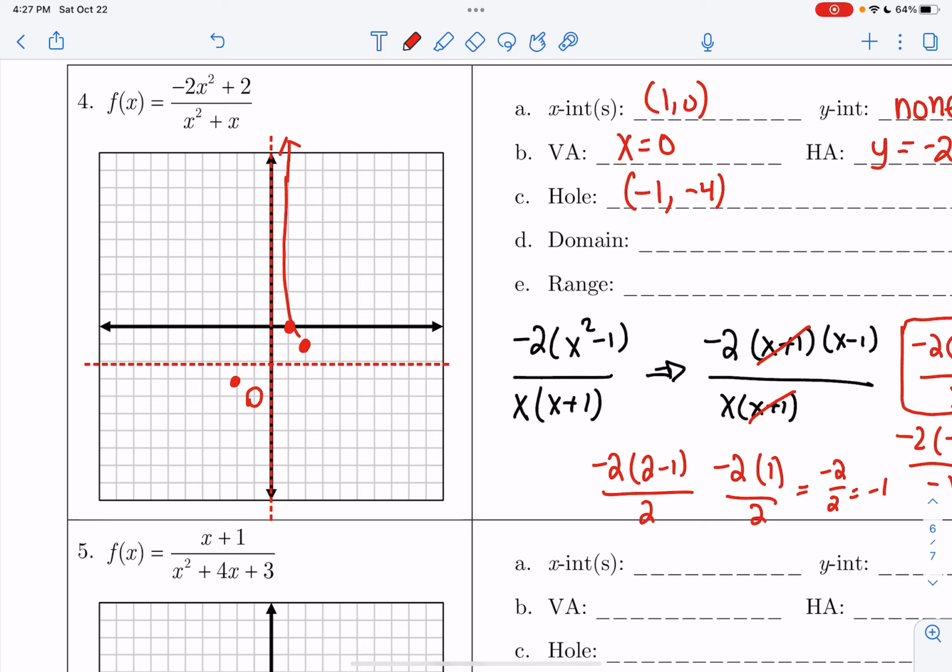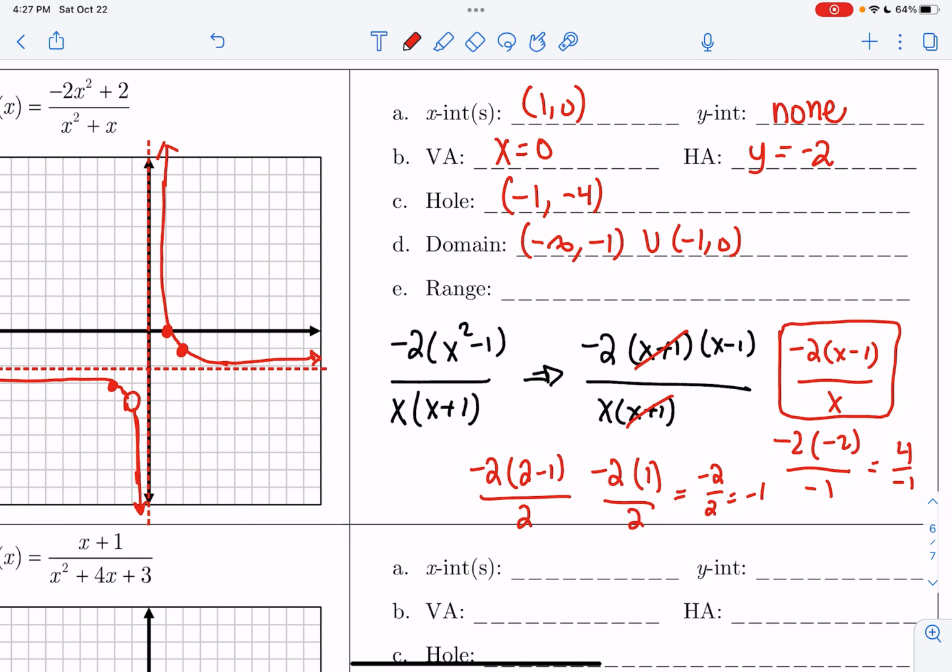Sketch it, and this is what you get. Your domain is -infinity to -1, -1 to 0, 0 to infinity. Your range is going to be from -infinity to -4, -4 to -2, -2 to infinity.